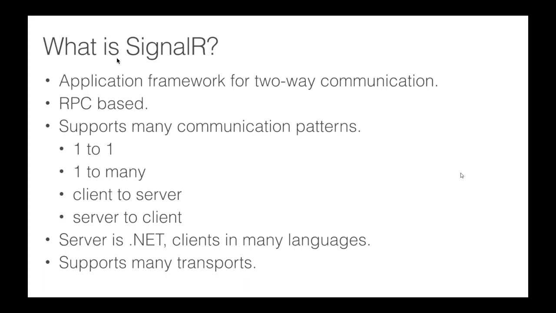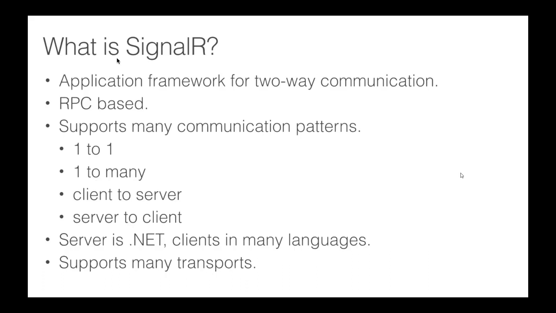in real time. SignalR is an RPC-based framework, so you define a hub on the server, which is pretty similar to defining an ASP.NET Core controller, and then the client can call methods on the server. Likewise, the server can call methods on the client. SignalR supports a variety of different communication patterns.